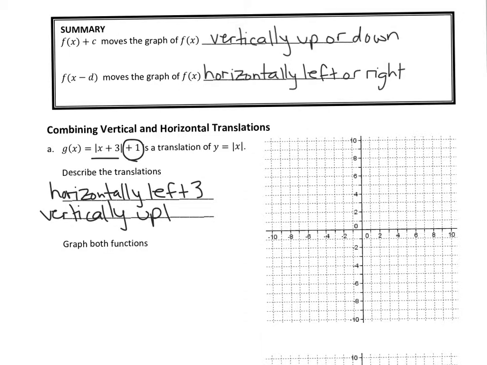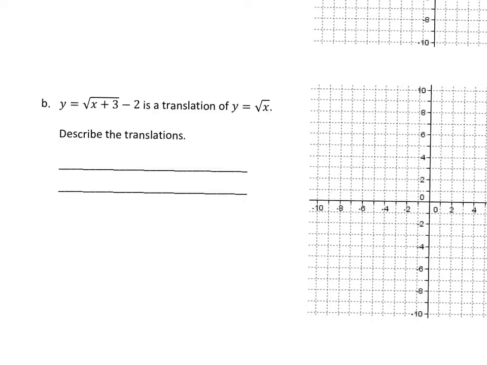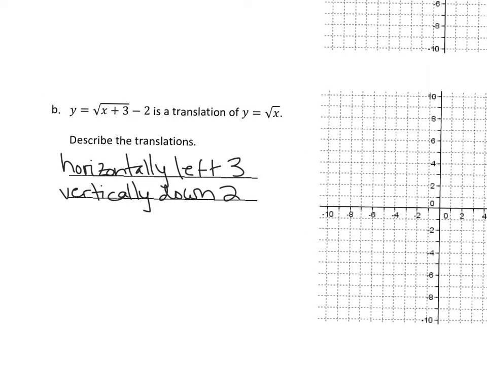Those are the translations. And similarly here we have y equals the square root of x plus 3 all minus 2 as a translation of y equals the square root of x. And so this is going to be horizontally translated left 3 units and vertically translated down 2 units. So you go ahead and graph those two, and I'm just going to really quickly show them at the very end graphed. Don't forget to do your restrictions on your domain and range.